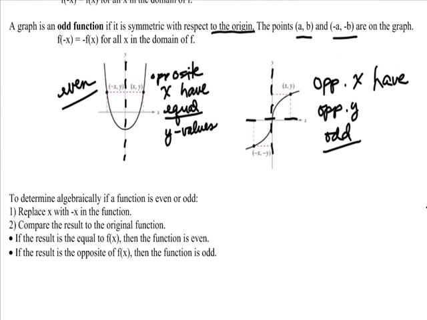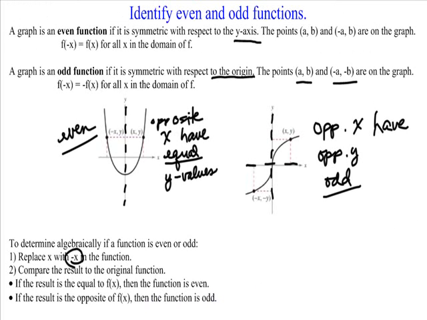Now, how can we determine it algebraically? If we're given an algebraic function, to determine if a graph is even or odd, what we're going to do is replace the x with the opposite of x in the function and compare it to the original function. If it is equal to the original function, then the function is even. If it is the opposite of the original function, then the function is odd. So, if the replacement with negative x gives the same function as we started with, it's even. If it gives the opposite function, then the function is odd. If it gives neither of those, then it's neither even nor odd.